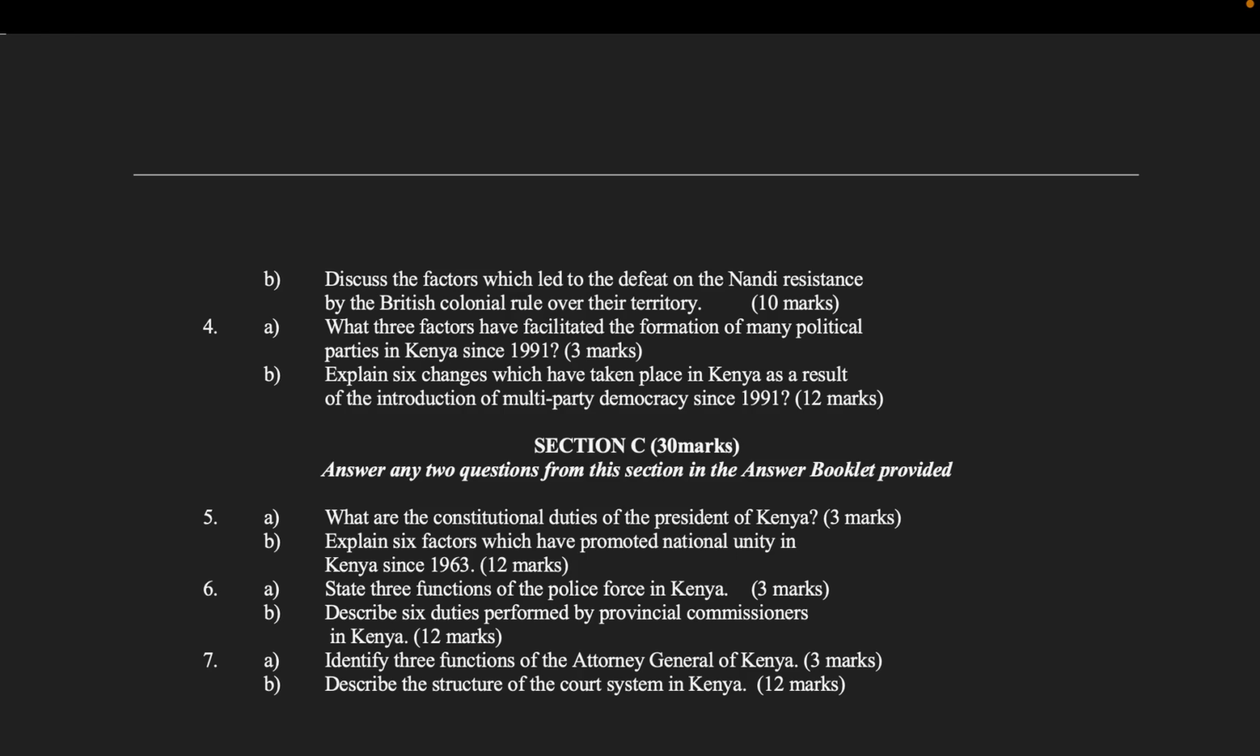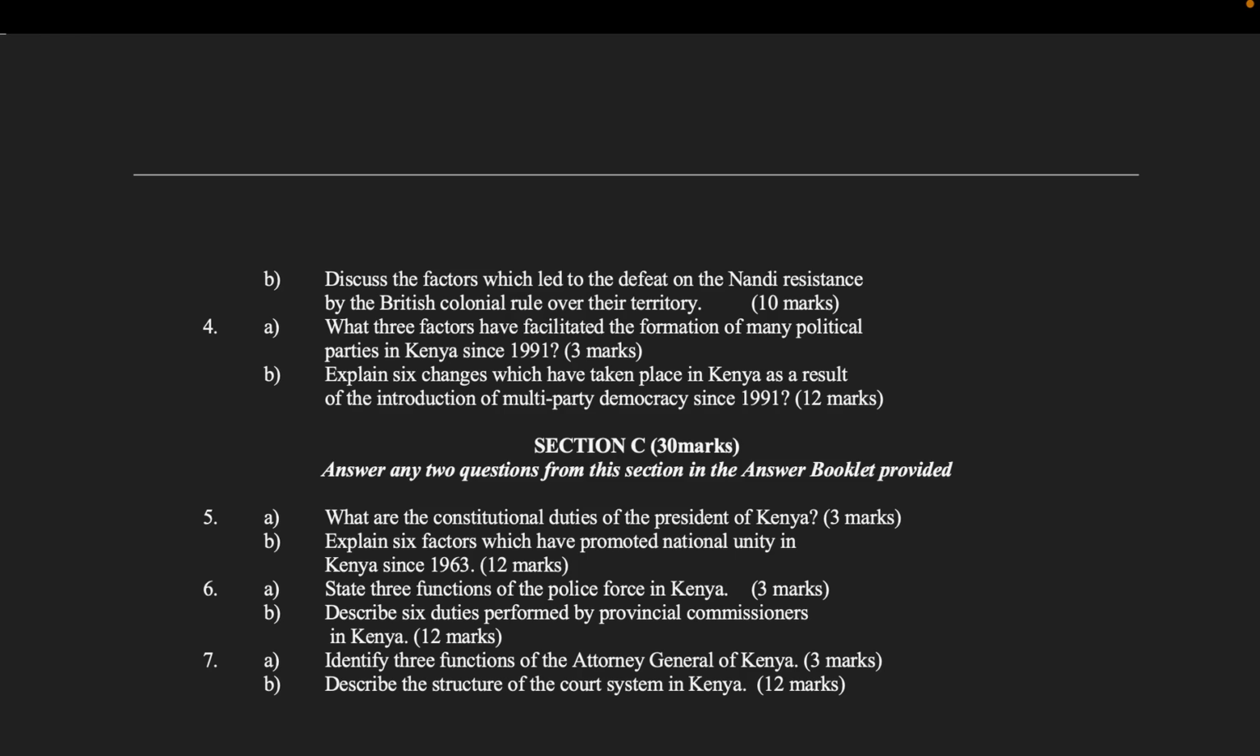7a. Identify 3 functions of the Attorney General of Kenya. I. The Attorney General is the chief legal advisor to the government. II. Chief state prosecutor. III. Interprets the laws of Kenya. IV. Drafts government bills. V. Serves as ex officio member of parliament.